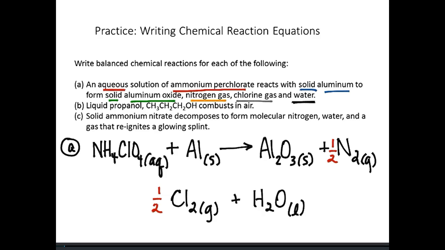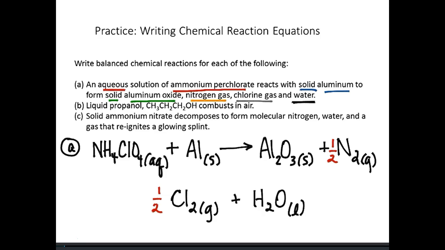So what I'm going to do to simplify things here is, because I have one nitrogen on the left, you see NH4ClO4, there's one nitrogen there, and there's one chlorine there. I could put a 2 in front of that molecule, but then there's going to end up being 8 hydrogens, and then I need a 4 in front of the water. And then there's going to be 8 oxygens, and I've got a weird number of oxygens on the right. We've got 3 and 0.